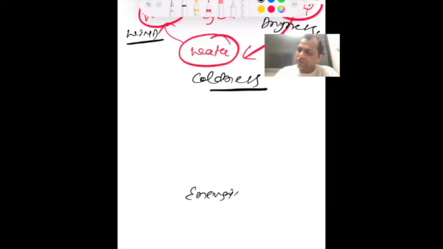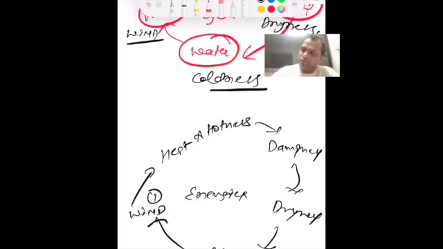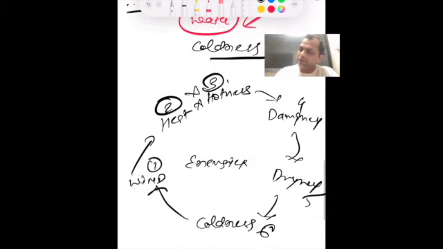So if we talk about as per the energies, अगर हम energies की भाषा में बात करें, so first energy is wind, then the heat and hotness, then the dampness, then the dryness, and then the coldness. So this is the 1, 2, 2 and 3, then 4, 5 and 6. So these are the 6 energies.